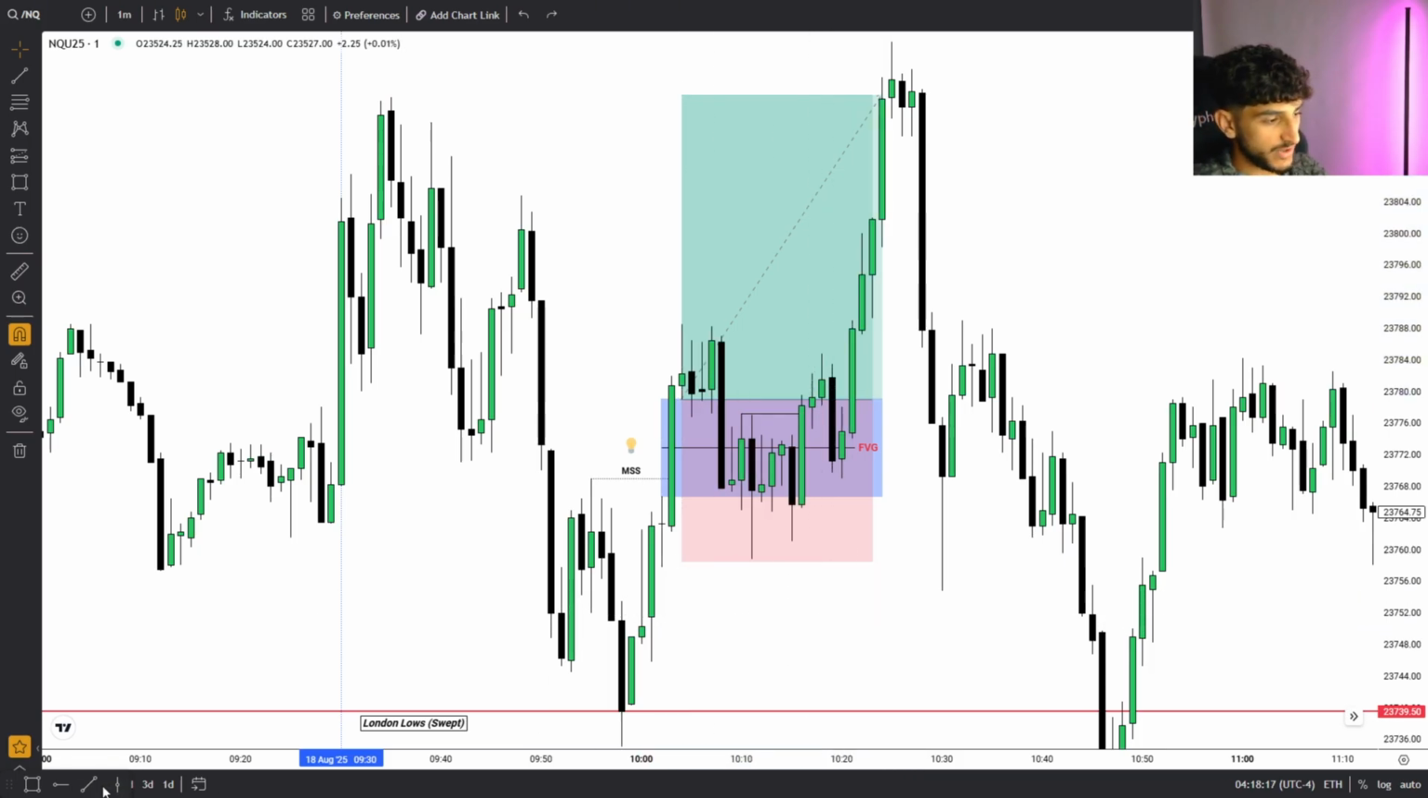Now, again, as we can see right here, price does create another swing high. And we see with this candle right here, we do break this swing high right here.